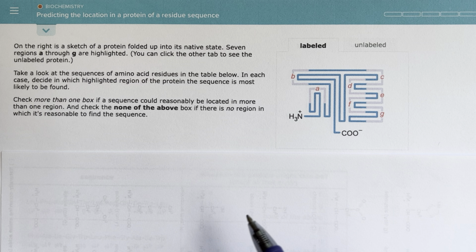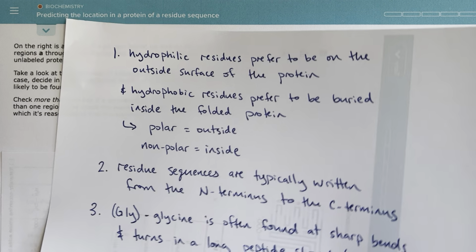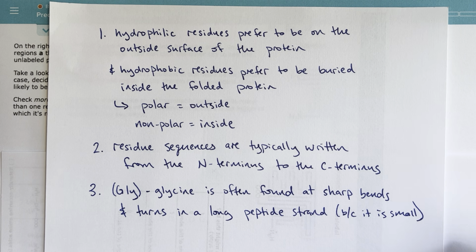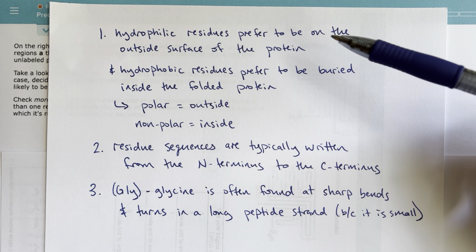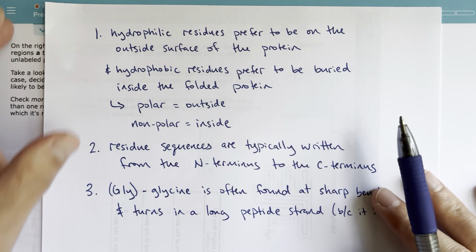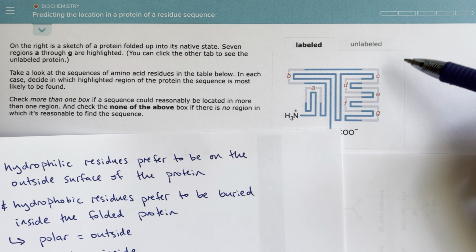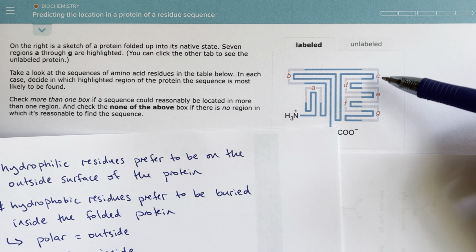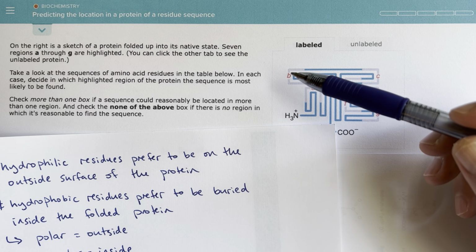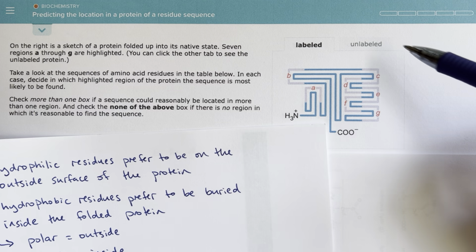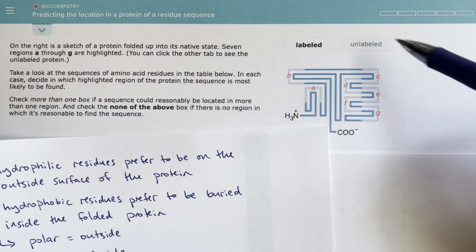To solve this problem, there's a few things that we need to establish from the very beginning, and I've written them down here. Basically, this first part, hydrophilic residues prefer to be on the outside surface of the protein. So when we say the outside surface, that means out here. Like this edge of C, this edge of E, this edge of G, this B portion here. So the outside surface is really all of this stuff out here.